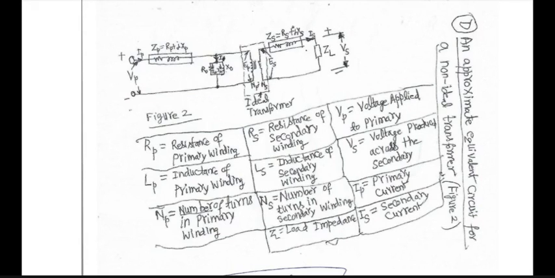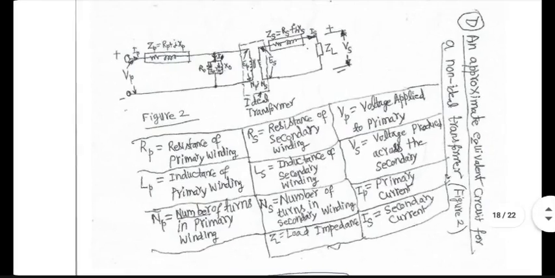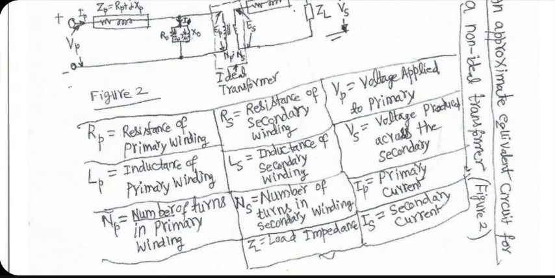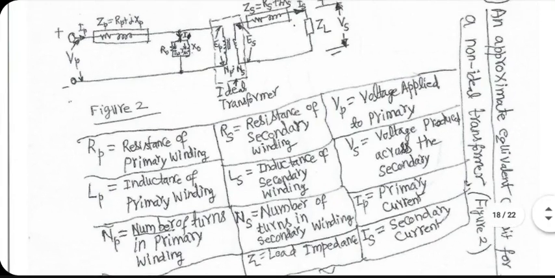Rp is the resistance of primary winding, Lp is the inductance of primary winding, Np is the number of turns in the primary winding. Rs is resistance of the secondary winding, Ls is inductance of the secondary winding, Ns is number of turns in the secondary winding, and ZL is the load impedance.